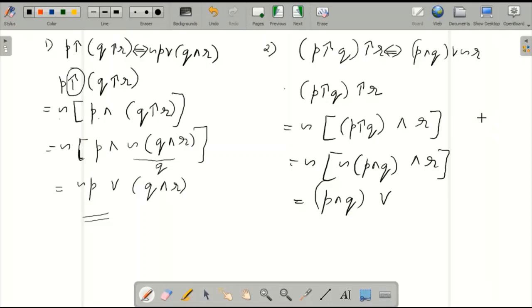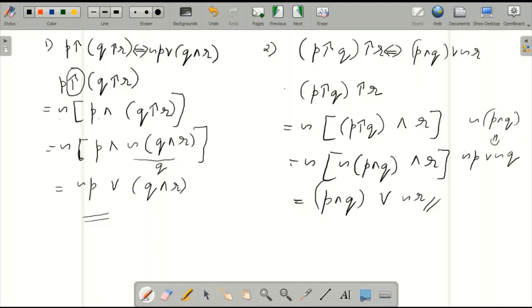What is the formula of De Morgan's law here? For P and Q, De Morgan's law gives negation of P or negation of Q. So here it will be negation of P. Since negation is already there, this negation and this negation get cancelled, and this or I wrote as it is. Instead of Q I have R, so it will be negation of R. So this is the required result I was supposed to get. So this is regarding example 2.